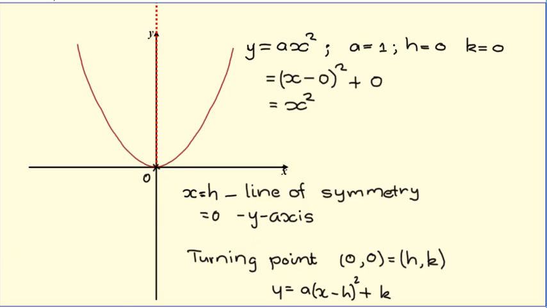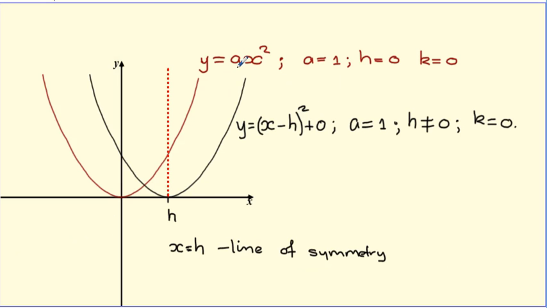Now moving on, we have the following. Let's set again a equals 1, h equals 0, and then k equals 0. That is for the standard graph.